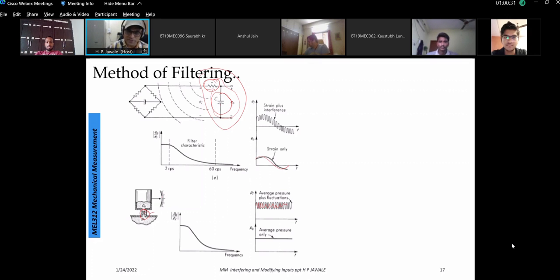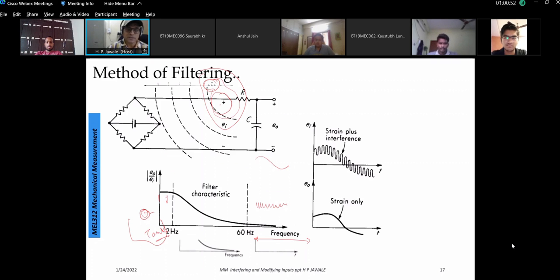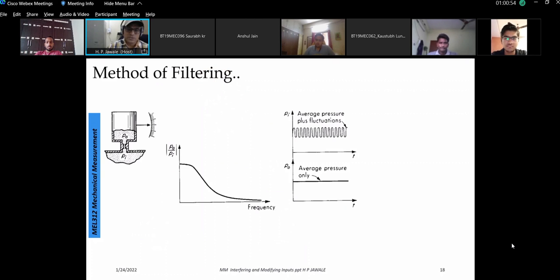It will reflect here on the scale, so it will go on fluctuating. The scale will fluctuate constantly. If we provide an orifice here, probably that fluctuation will be nulled out. It can then be used only for measurement of the average pressure inside the tank. Right, this is again a filter, a mechanical filter.